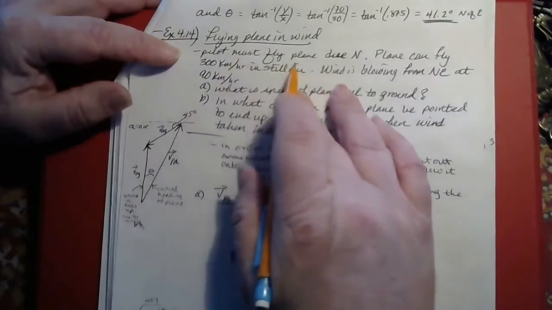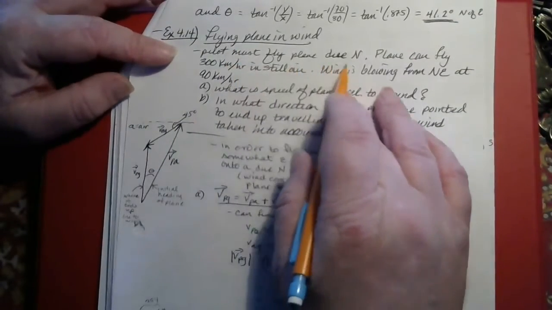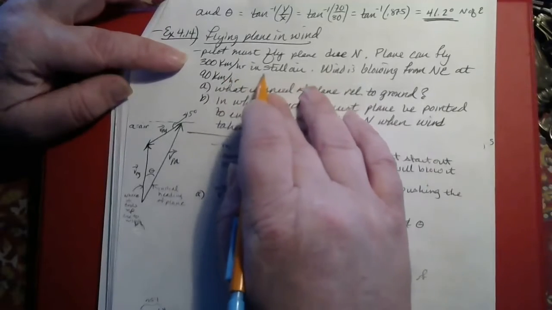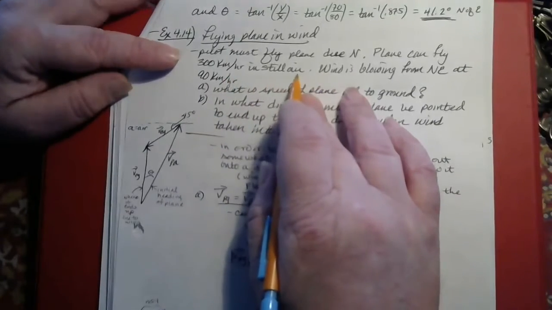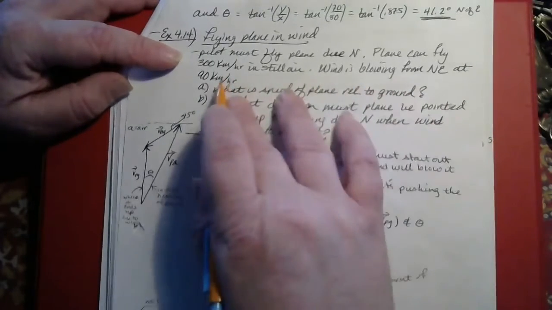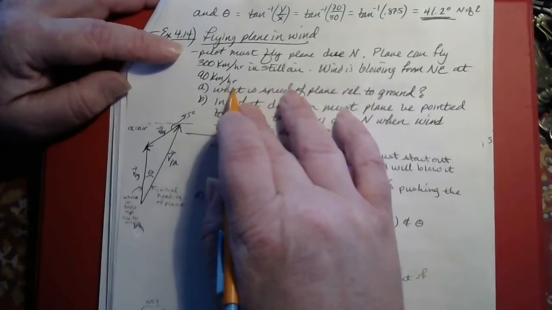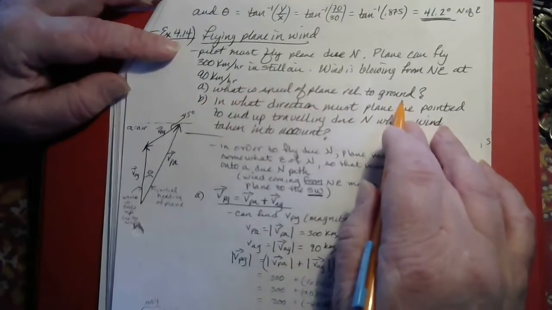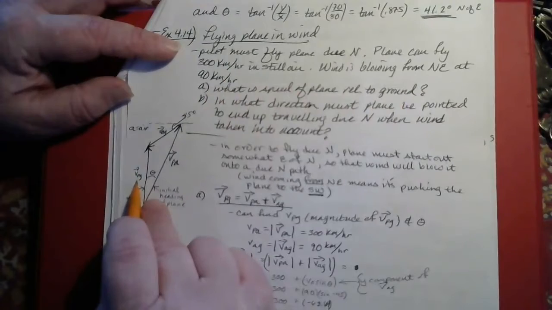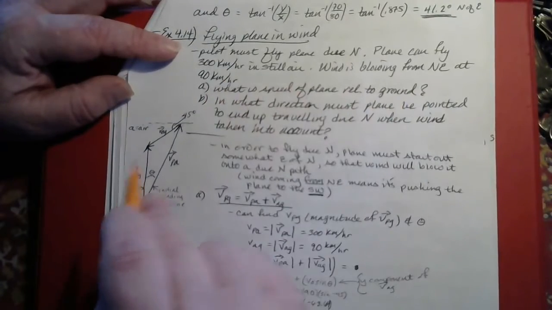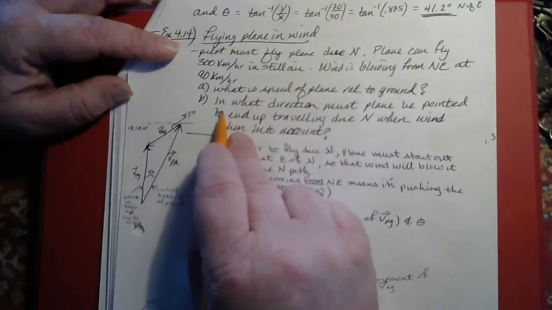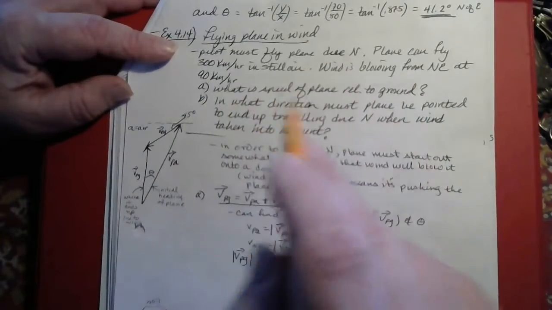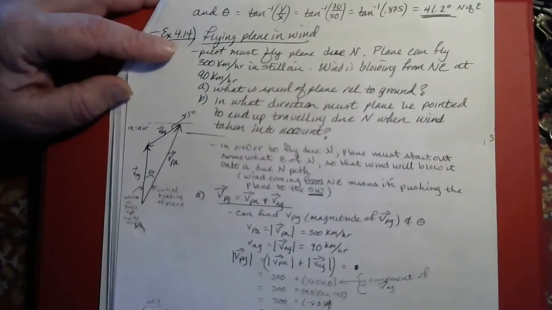The question is: the pilot must fly a plane due north. The plane can fly at 300 kilometers per hour in still air, but the wind is blowing from the northeast at 90 kilometers per hour. So what is the speed of the plane relative to the ground? That would be VPG. And in what direction must the plane be pointed to end up traveling due north when the wind is taken into account?